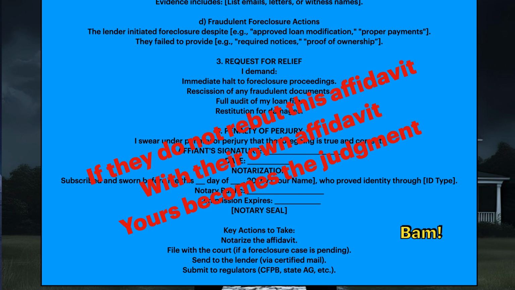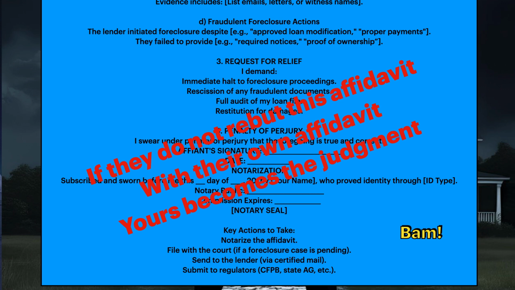Rescind your signature from the deed of trust. Don't forget to put the book number and page number. And I would put a legal description of the property as well. And remember, now they have to rebut your affidavit of fraud point for point with their own affidavit.